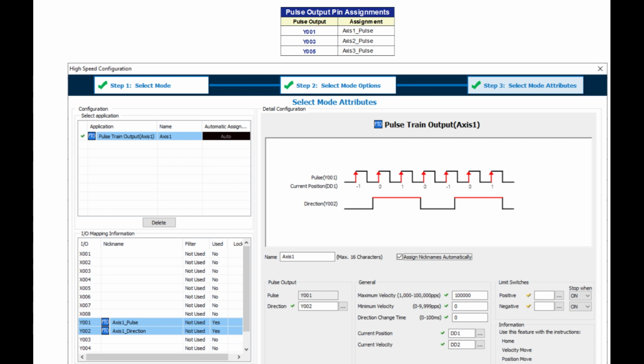This was done by first choosing the number of axes we'll be using for this program. In this case, it was 1. Then I chose the PLC outputs that will be used to drive the stepper motor. In this case, I used Y1 to control pulse and Y2 to control the direction. I also chose my min and max velocity, etc.